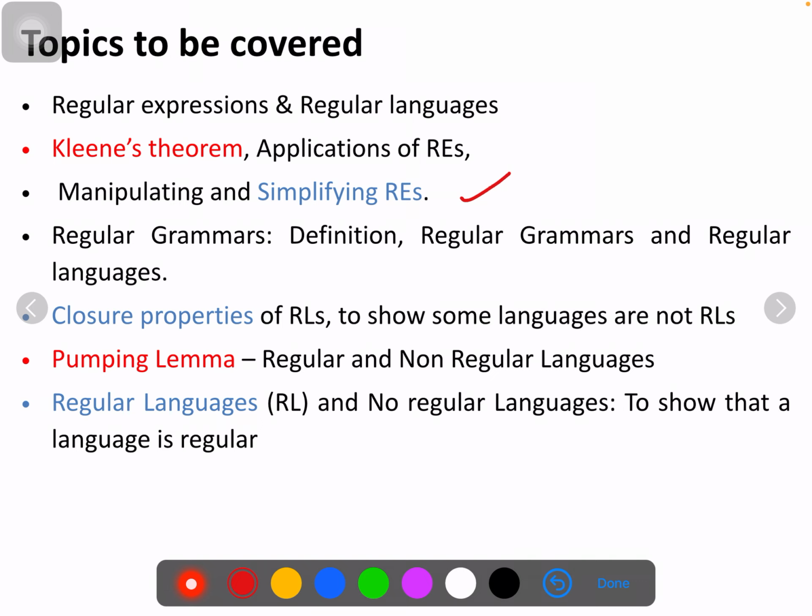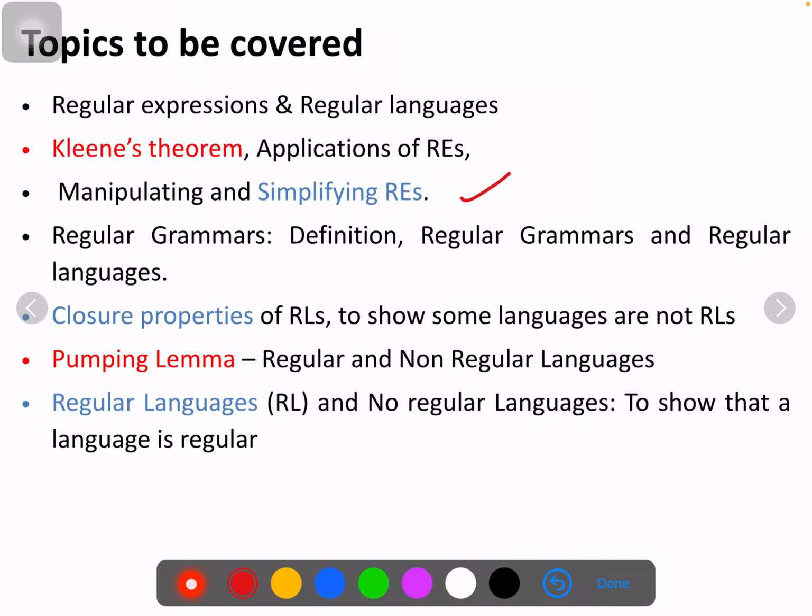Okay. In addition to that, some of the languages are not regular. You cannot decide it by just seeing the language. You have to test whether the language is accepted by a finite automata or not. How do you test it? By using the pumping lemma. This topic is also very important from the exam point of view.